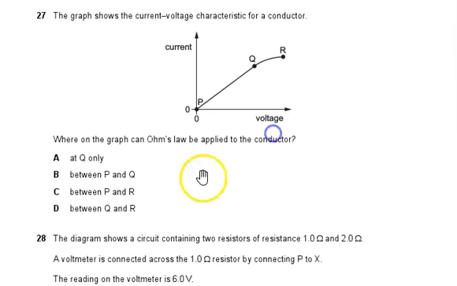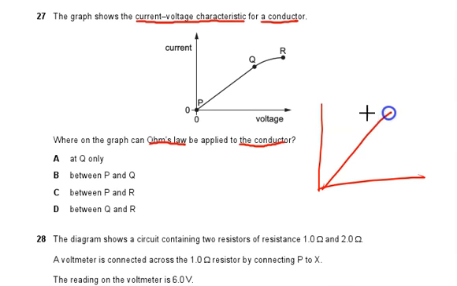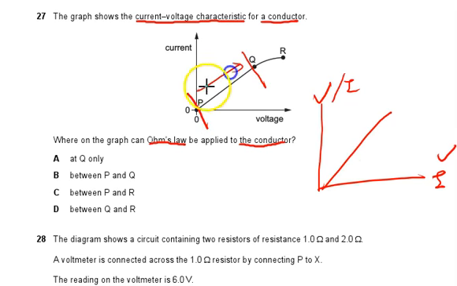So 27, the graph shows current-voltage characteristics of a conductor. Where on the graph can Ohm's law be applied to the conductor? Ohm's law must be a straight line. Okay, must be a straight line. V, I or I, V, it doesn't matter, but it has to be a straight line. So it should be from here to here. It's a straight line between P to Q. Okay, that's your answer here.